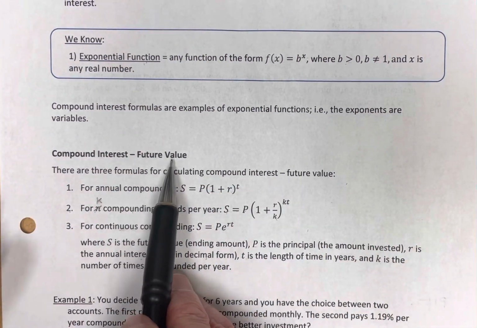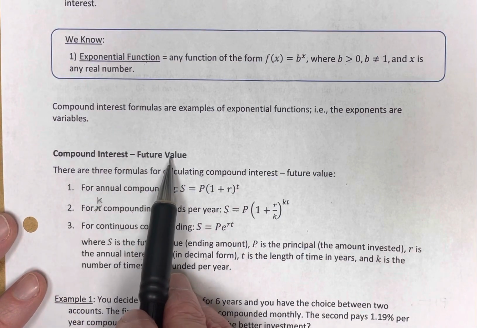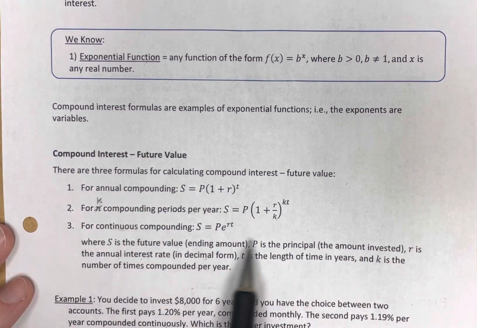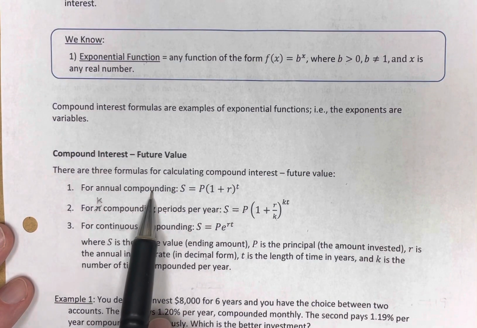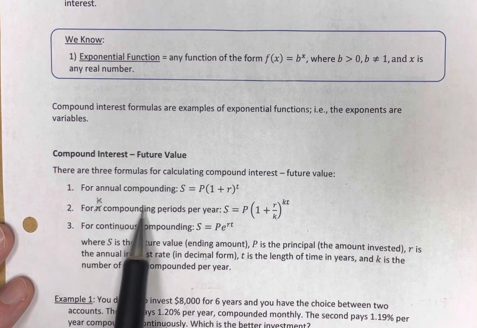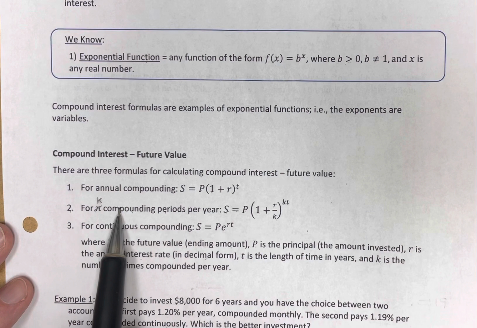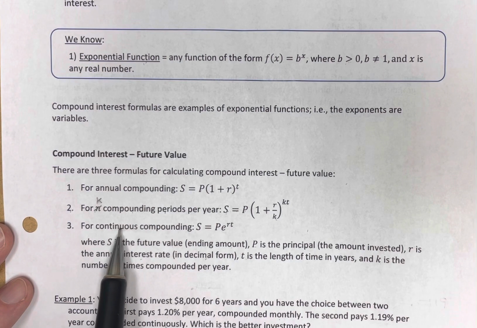Okay, so the future value: how much will I have in the future if I deal with compound interest? Well, there are three possible formulas for the future value. We'll do an example that talks about two of them. The first formula deals with annual compounding, that is, once a year. The second formula deals with a defined number of compounding periods per year, for example, monthly or daily compounding. And the third formula deals with continuous compounding, compounding without bounds.